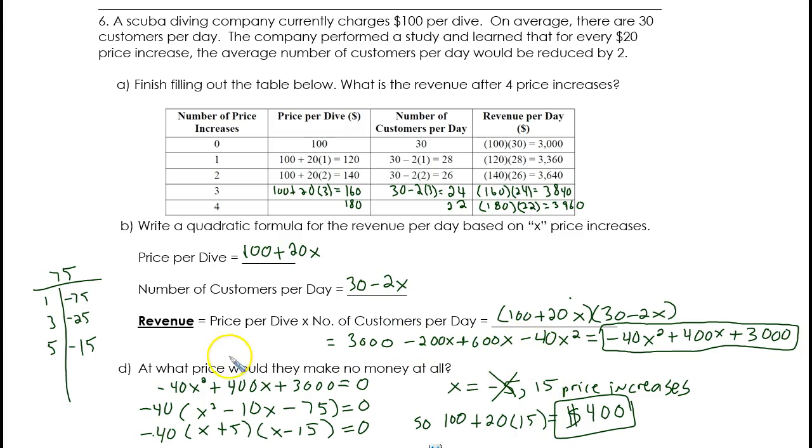And it says, at what price would they make no money at all? Well, 15 is the number of price increases. That's the x, right? Well, after 15 price increases, they would be charging a price per dive of 100 plus 20 times 15, or $400. So if they start charging $400, they have gone kind of up in this quadratic formula and then back down, and eventually they've reached zero money. They're not making any money anymore.